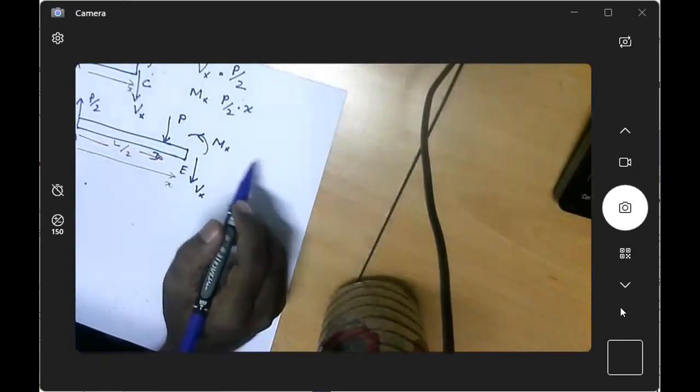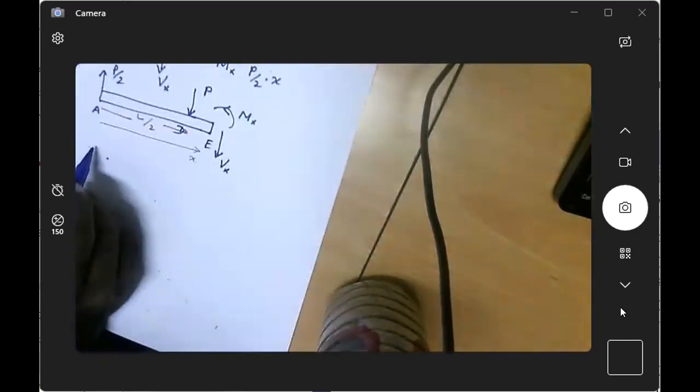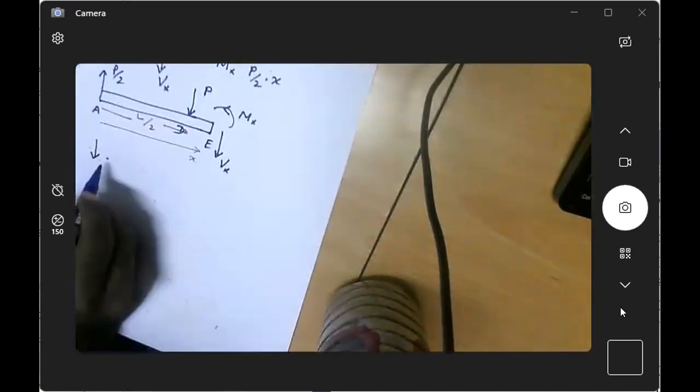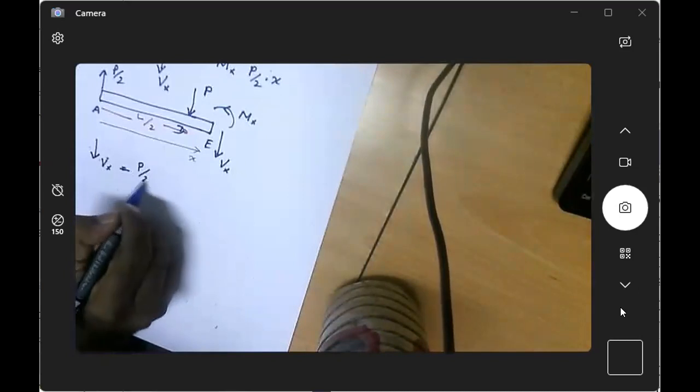How much is Vx? 3P over 2. How did you get that value? So let's apply the force balance in the downward direction. Vx minus P over 2 plus P equals 0, right? Then Vx is how much? Minus P over 2.